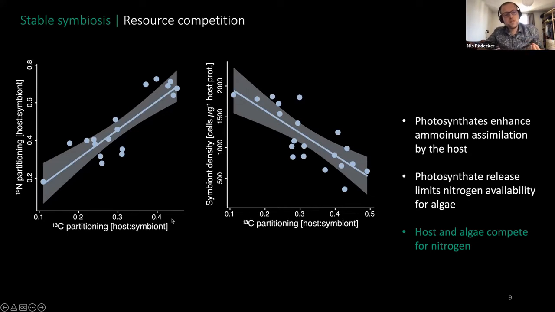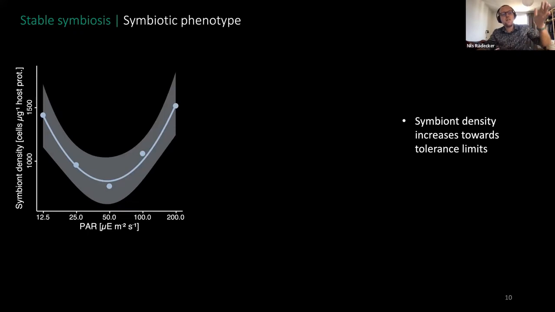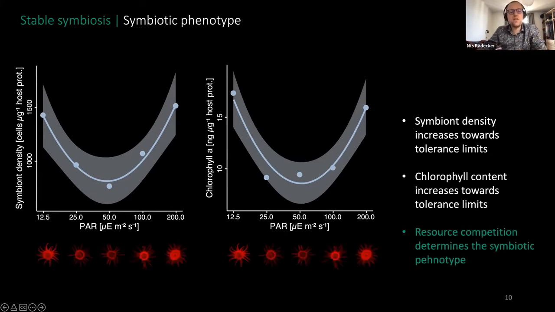And now this competition, of course, explains what we saw in the beginning. We have a U-shaped curve in terms of symbiont density, where at suboptimal conditions, the host is not able to keep these algal symbionts nitrogen limited, and we have higher population densities towards the tolerance limits of the symbiosis. These symbiont densities directly translate into chlorophyll content, and that in turn explains this phenotype we saw in the beginning, where we have highest fluorescence towards the edges.